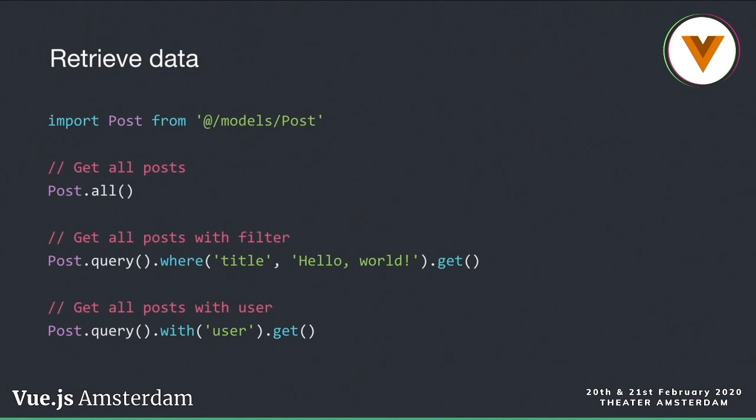You import post from somewhere. And if you want to get all the posts, you just call post.all. If you want to get all the posts with the filters, we have a query builder too. So you can do post query, where, title, hello world, and get.